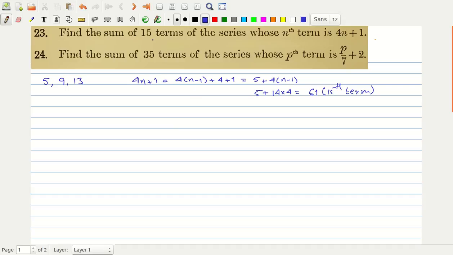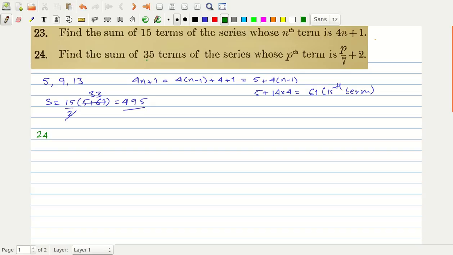What is the first term? First term is 5. So what is sum of 15 terms? It is 15 divided by 2 into 5 plus 61. So this is 61 plus 5 is 66. So 2 times 33, and you get 15 times 3 is 45, 495, right? So this is problem number 23. Let us look at problem number 24.